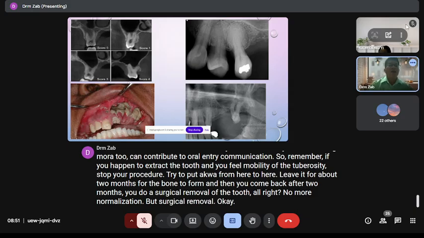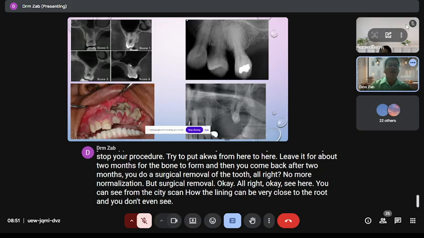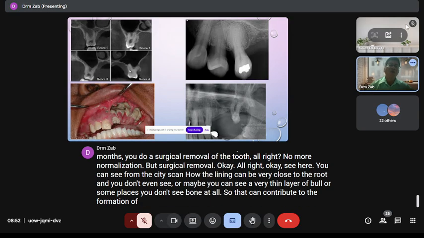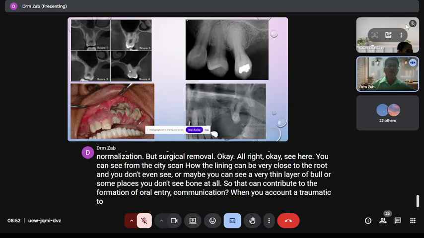Okay, see here, you can see from the CT scan how the lining can be very close to the root, and you see only a very thin layer of bone, or at some places you don't see bone at all. So that can contribute to the formation of oro-antral communication when you encounter a traumatic tooth extraction.